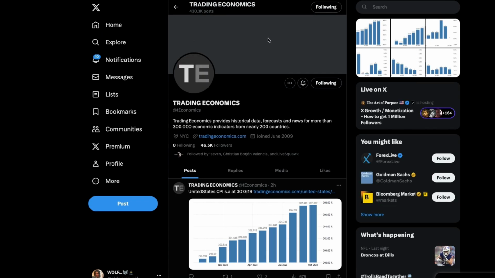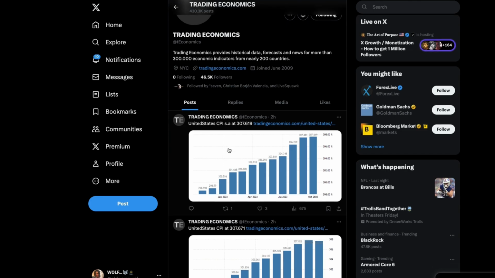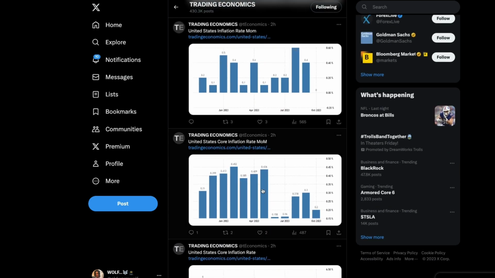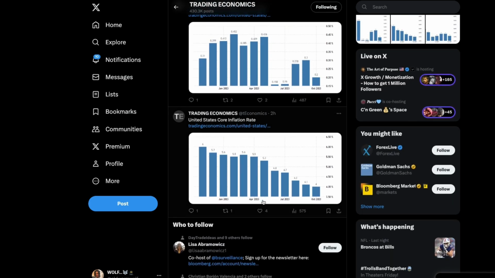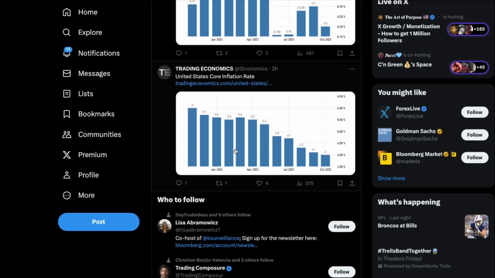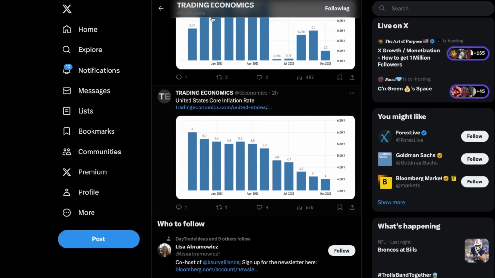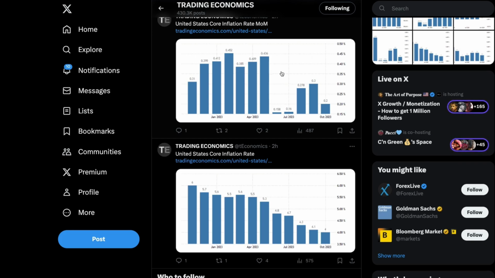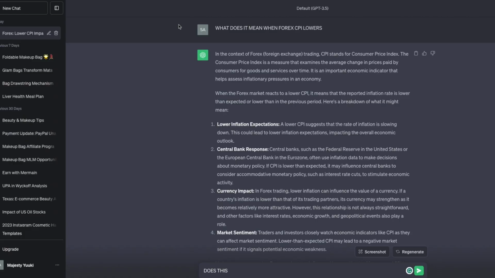And here's what I will do. For example, let's say you'll see some data that says the CPI or the core inflation rate is lowering. Okay, so let's say CPI is lowering, and you see that in the news. If you're new and you don't have time to quickly understand what that means, what you can do is use ChatGPT to quickly accelerate your learning process.